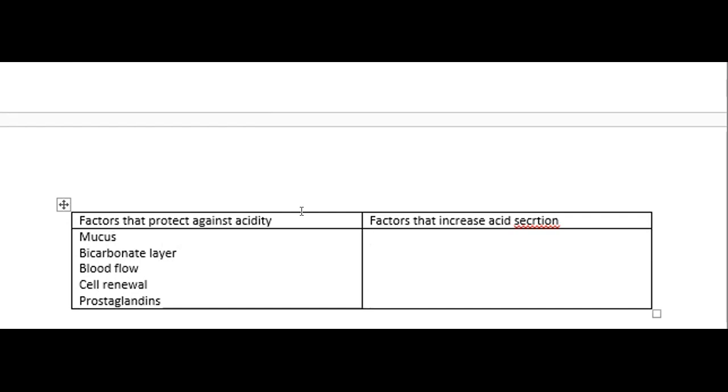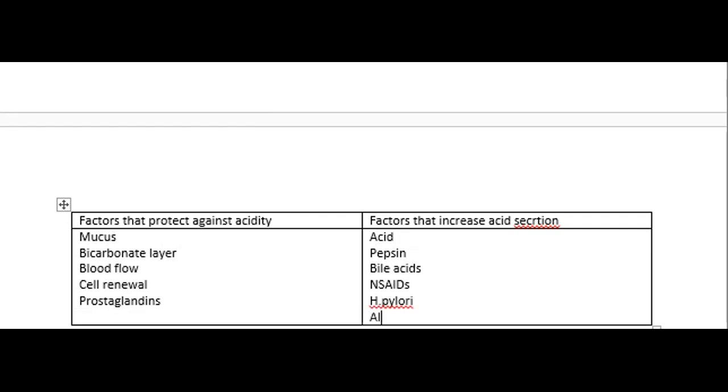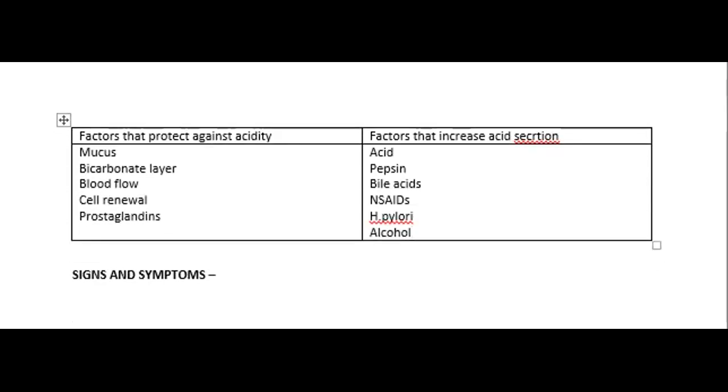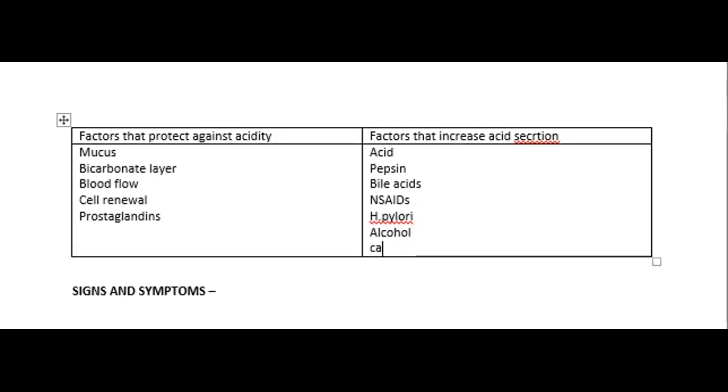And the factors that increase acid secretion are the acid, pepsin, bile acids, NSAIDs, H. pylori, alcohol, and also caffeine, coffee.